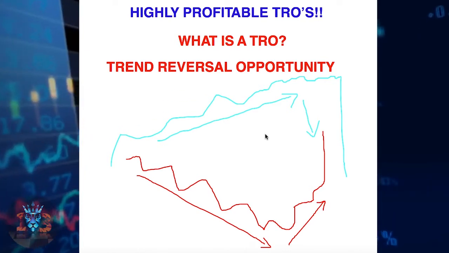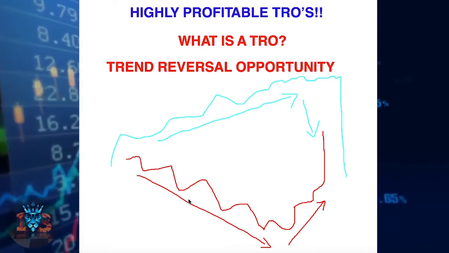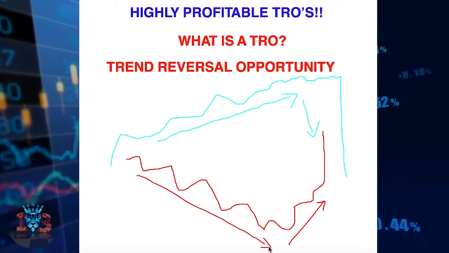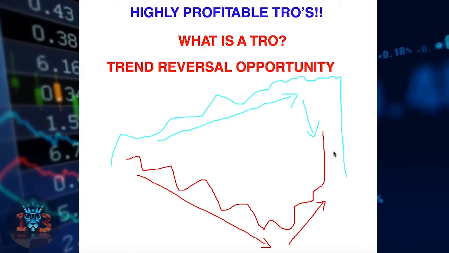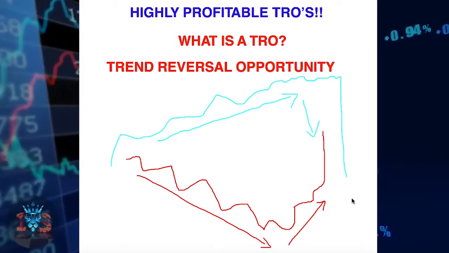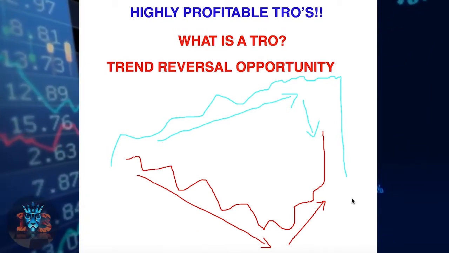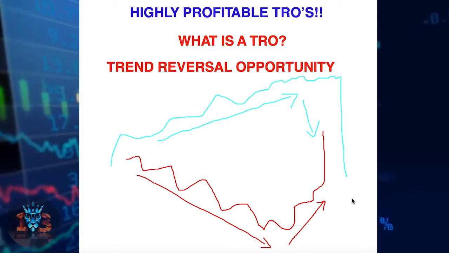So the second type of trend reversal opportunity is when the market keeps trending lower and it reverses and starts going higher. Okay, so very important, again, that you grab a pen and a paper and take notes as we go through this.